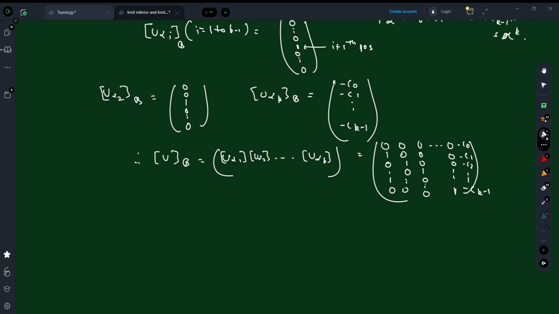This is called the companion matrix for the monic polynomial p alpha. Clear? Now my question is, what should be the general determinant of a k cross k companion matrix?